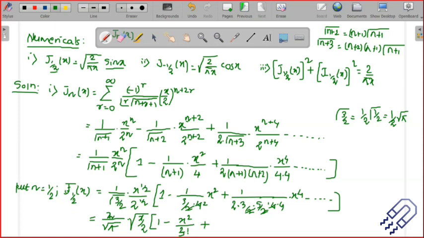This is 3 factorial. Yes, sir, correct. So this would be x to the power 4 divided by factorial 5. So if we expand the sine series, this is the term. This is our sine series. Let me just be uniform with my notation. Factorial 5 and then minus and so on.